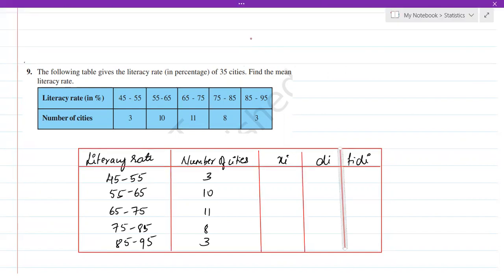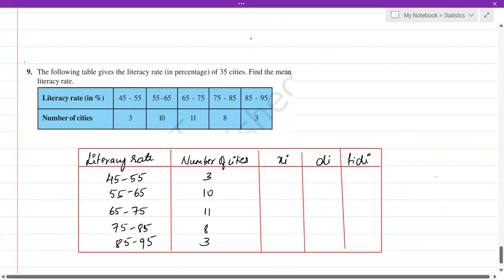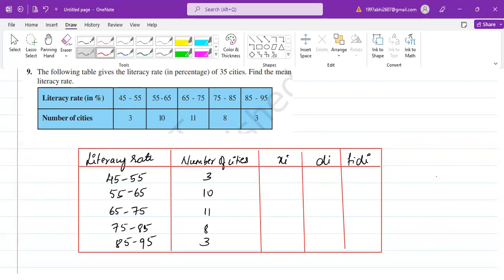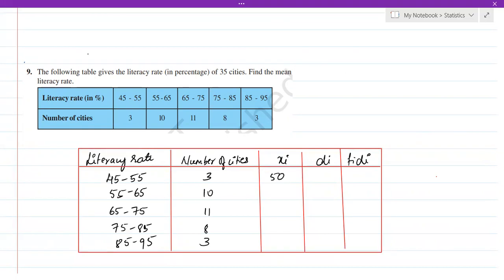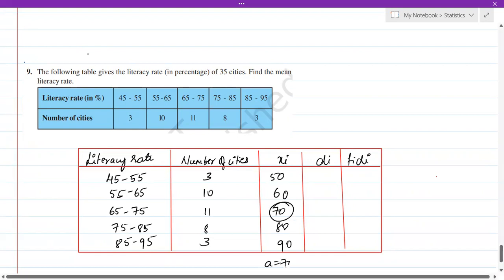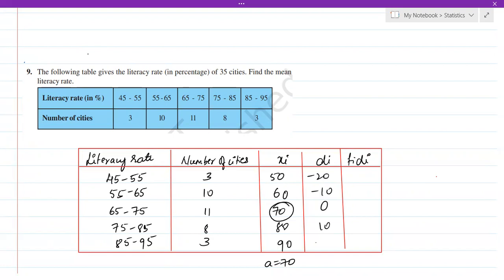Let's find xi. How do we find xi? Upper limit plus lower limit divided by 2. So 55 plus 45, it is actually 100. 100 by 2 is 50. So it is 50, and here it will be 55. Between 55 and 65, what is the middle value? 60. Then here it is 70, here it is 80, and here it is 90. Now di will be what? A will be 70. So if you subtract it, 50 minus 70, minus 20, minus 10, 0, 10, and 20.